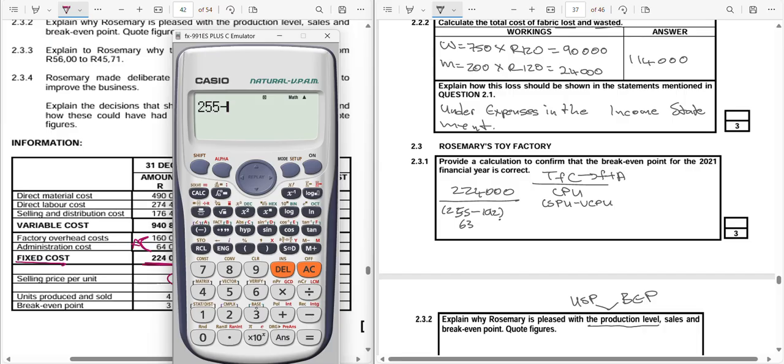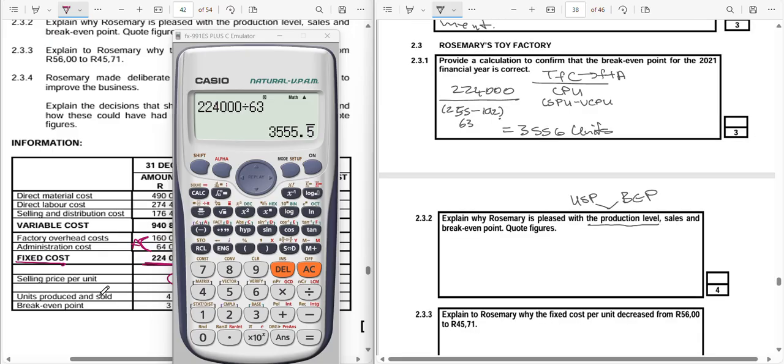255 minus 192. We get 63. That is our contribution per unit. So we say 224,000 divided by 63. We get this amount, so you need to round it off. You say 3,556 units. If you don't write units, we are not going to mark for you. So that's our break-even point.